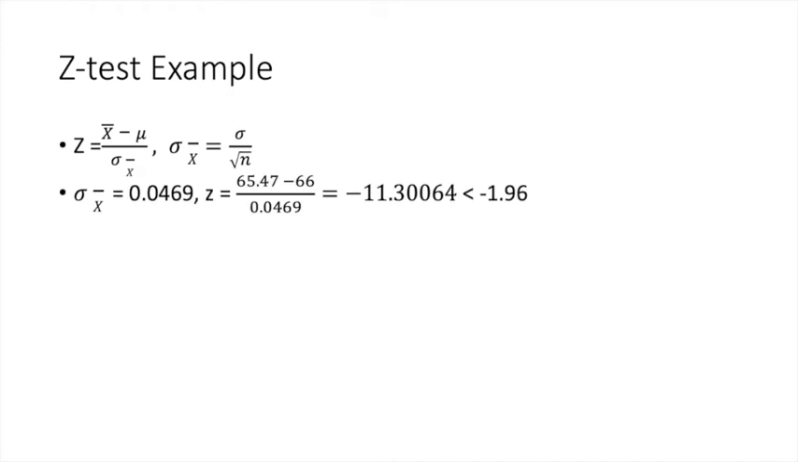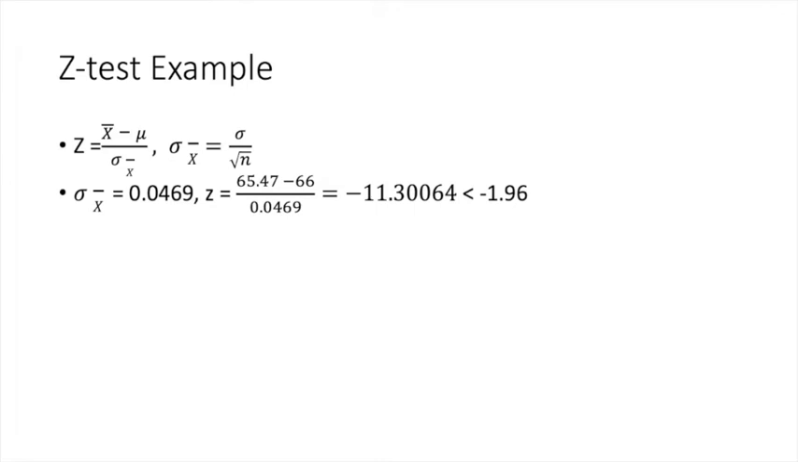So to apply the z-test, we must standardize the observed test statistic. So all we have to do is go back to the last slide and find the values to substitute in these formulas on your screen. Hence the standard deviation of sample means, that is, sigma of x bar equals 0.0469, whereas the sample mean x bar turns into a z-score of minus 11.30064.